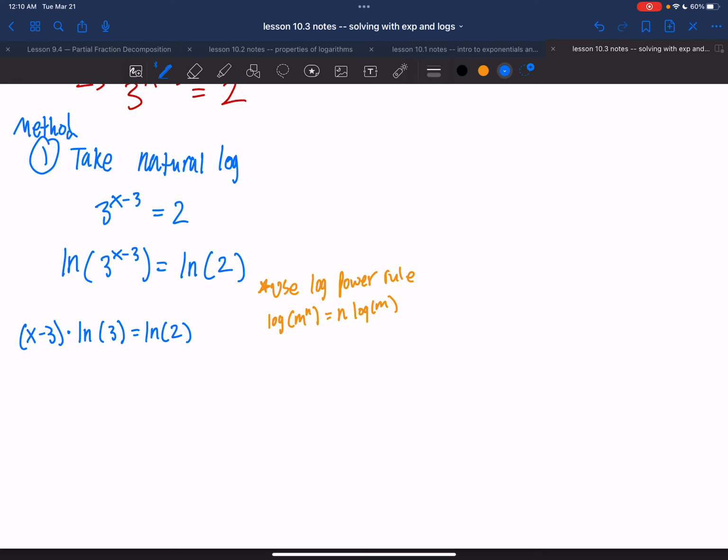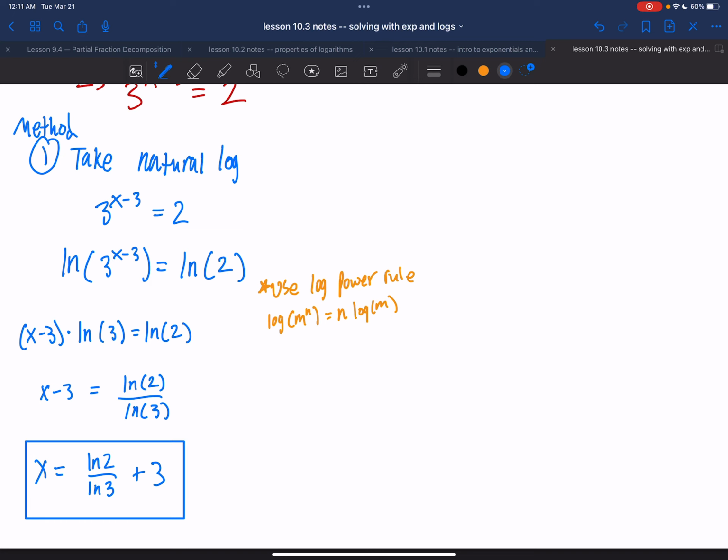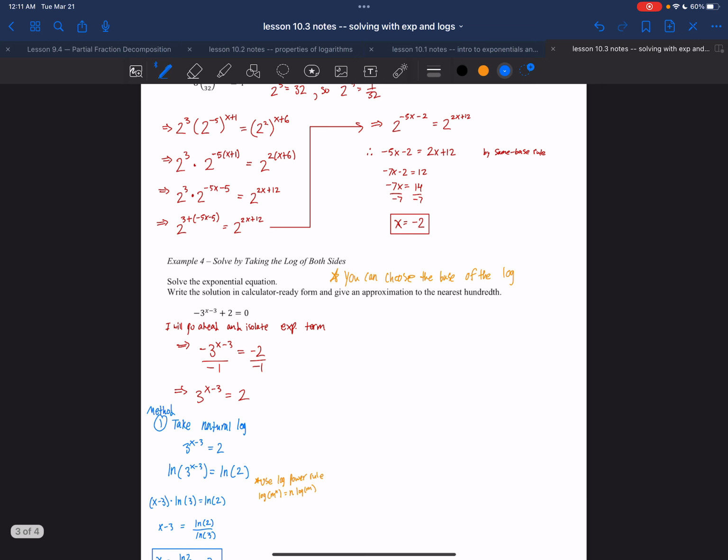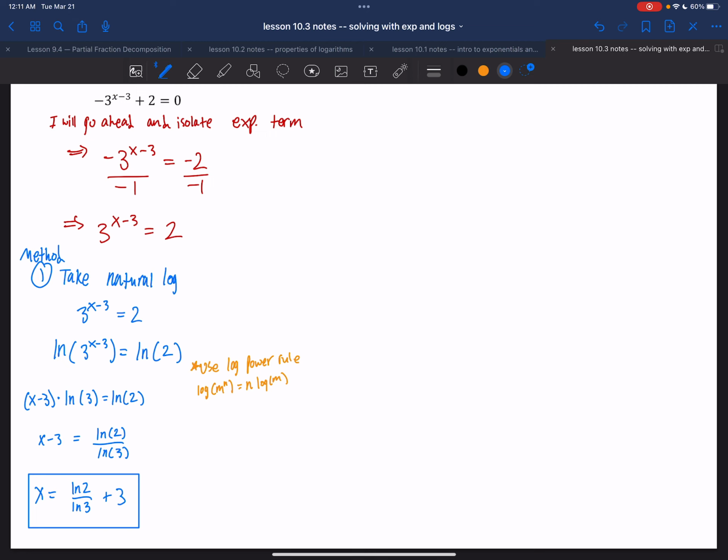Now, from here, if you divide both sides by natural log 3, I get x minus 3 equals natural log of 2 divided by natural log of 3. At this point, you can just add 3 to the other side. You say x equals natural log 2 over natural log 3 plus 3. And that's our answer. This one does also ask for a decimal approximation. We'll get there in just a second, okay? X equals natural log 2 over natural log 3 plus 3.